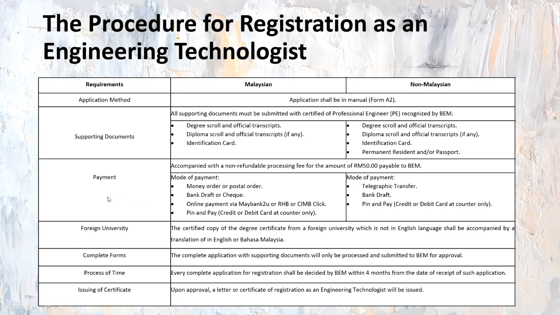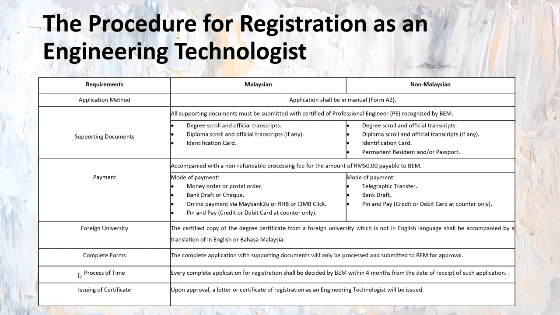Other than that, the requirement is foreign university. For Malaysian and non-Malaysian, the certified copy of the degree certificate from a foreign university which is not in English shall be accompanied with a translation in English or Bahasa Malaysia. Other than that, the requirement is the complete forms. For Malaysian and non-Malaysian, the complete application with supporting documents will only be processed and submitted to BEM for approval.